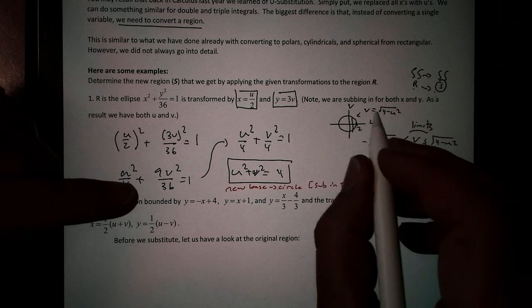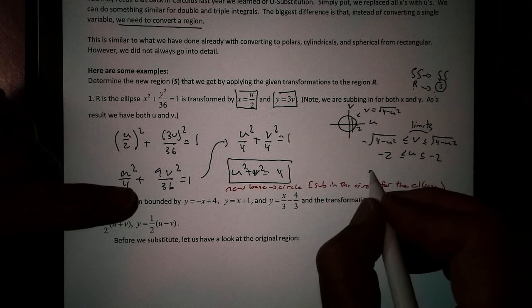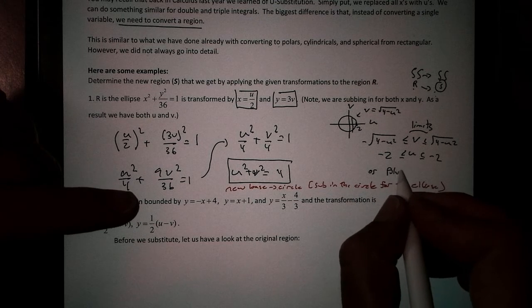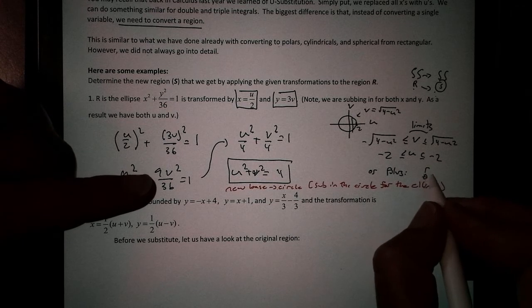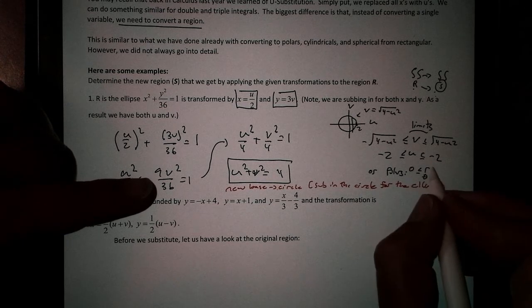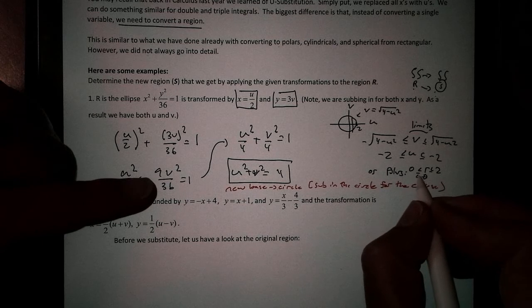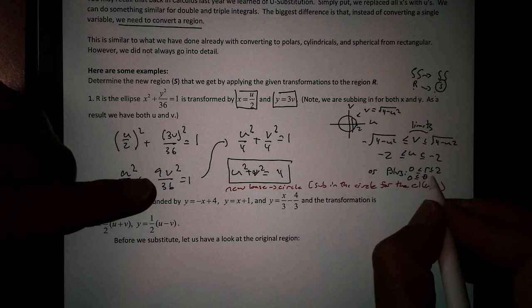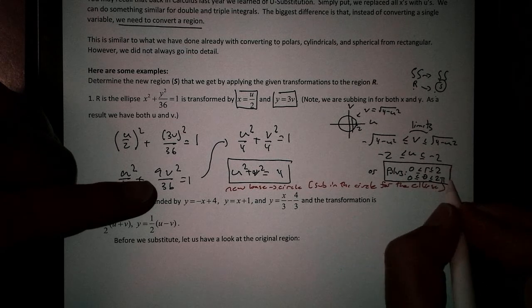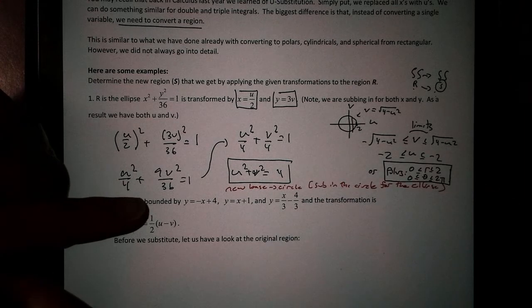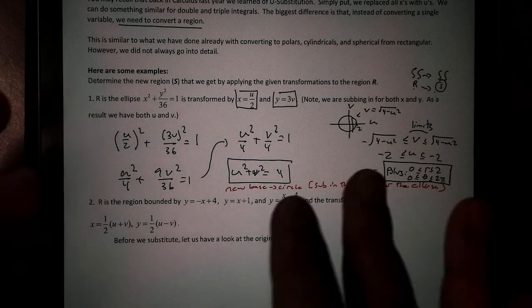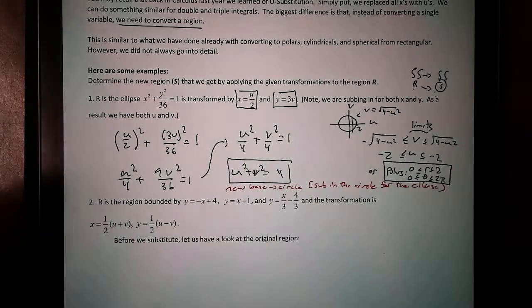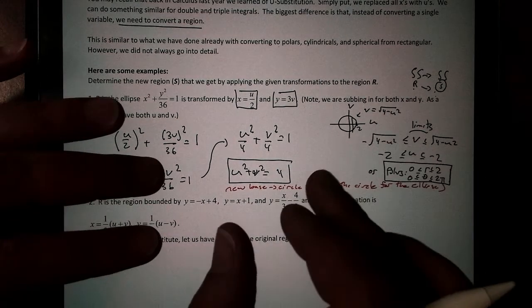But remember, since this is a circle, I could also use polars. And if we look at polars, remember, it's r and theta. Well, r just goes from 0 to 2. Theta now goes from 0 to 2 pi. And that is going to be much easier for us to use than trying to do our ellipse. So the whole idea is to make the base easier to work with. It's just like with U-substitution: make the function easier to integrate.